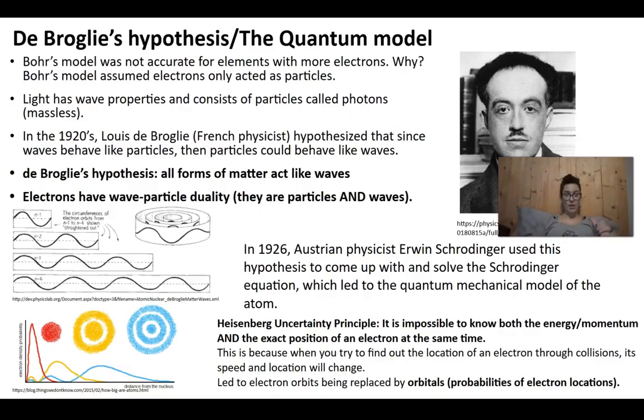So it is through the combination of de Broglie, Schrödinger, and Heisenberg, all collectively their theories and their equations, that led to the current quantum mechanical model.